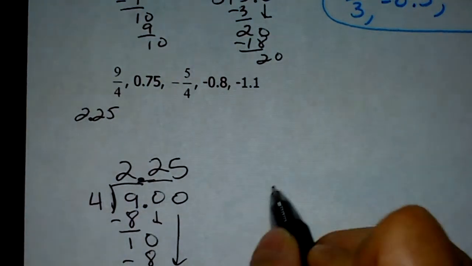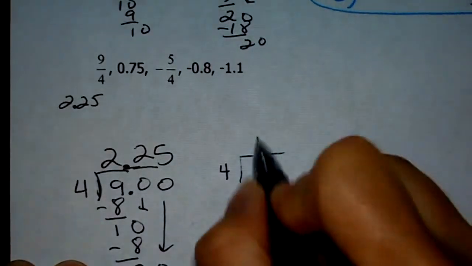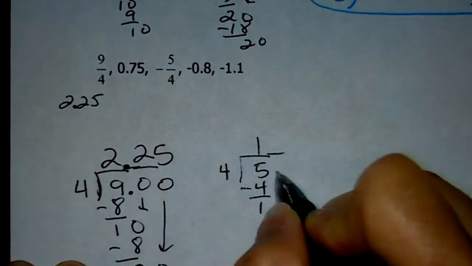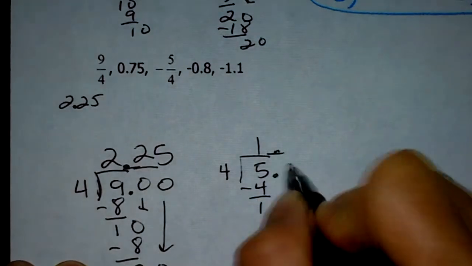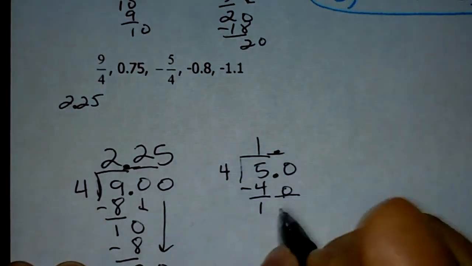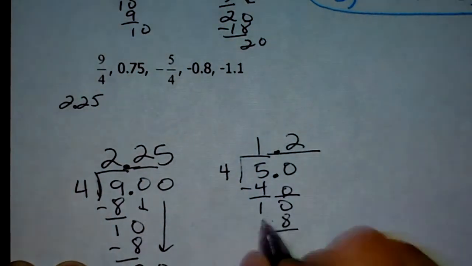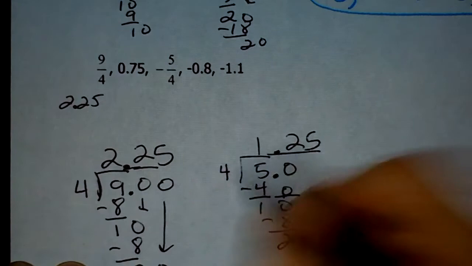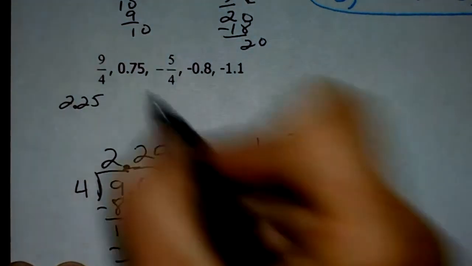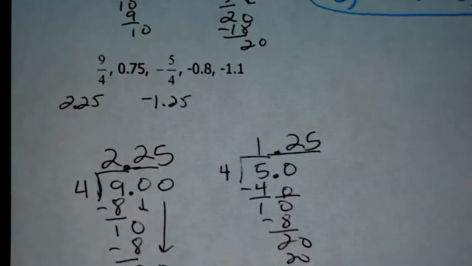-5/4. This means 5 is being divided by 4. So 4 goes into 5 once. There's 1 left over, so I'm going to add that decimal point. So I'm still taking the 4 into 5, but I'm getting that 0 that I need. So 4 goes into 10 twice. 4 times 2 is 8. And again, there's my 4 times 5, which is 20. So this would be -1.25. And the rest of them are all set for us.